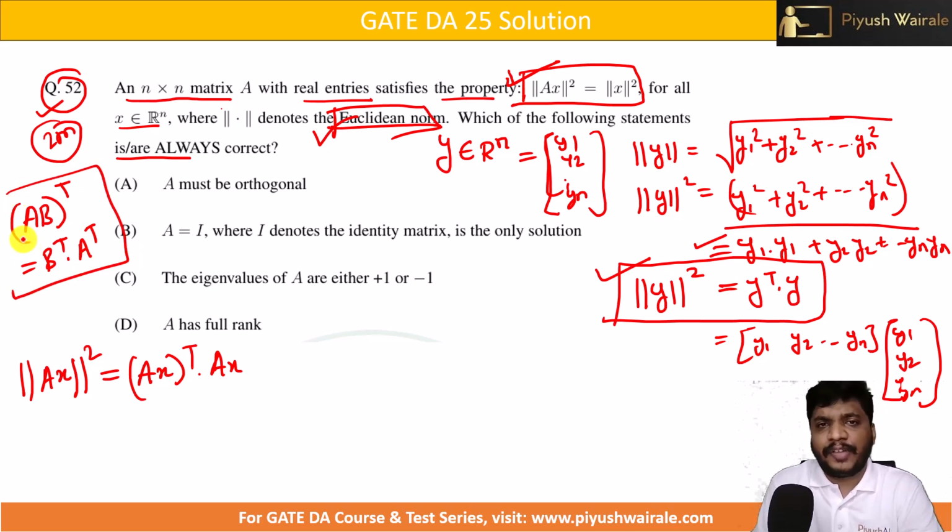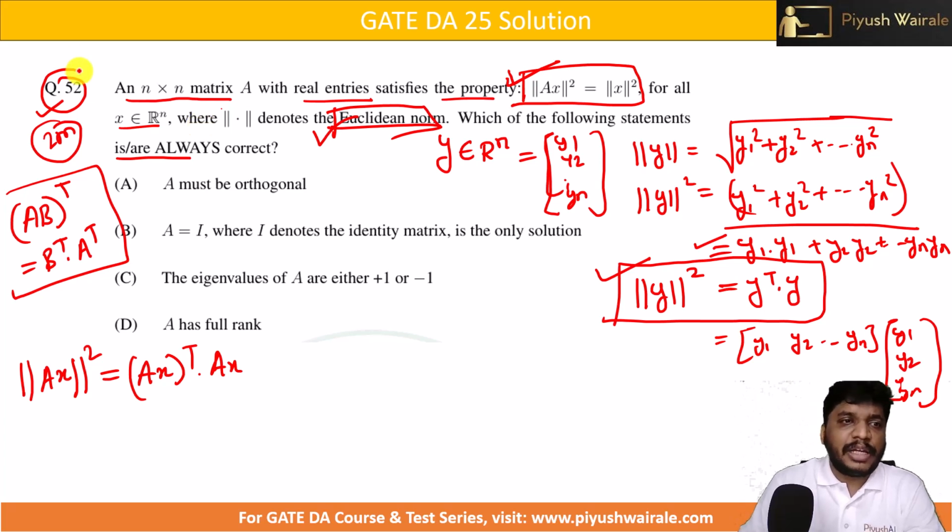If you observe the GATE DA 25 question paper, the linear algebra questions were specifically focused on properties. They give some problem statement and some options, and in order to solve that particular question, you have to apply some properties. So please go through all the important properties of matrices, determinants, eigenvectors, everything. You have to remember all the important properties.